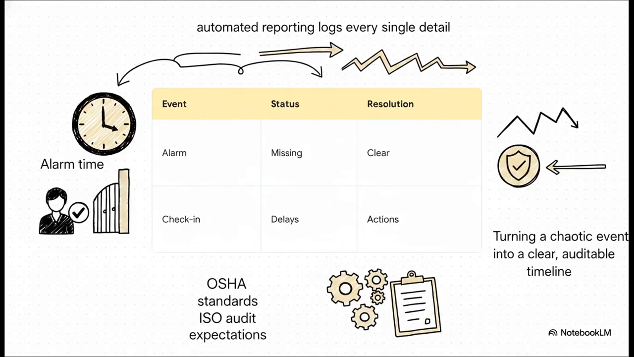And after a drill or a real incident, nobody, and I mean nobody, wants to reconstruct the timeline purely from memory. Automated reporting logs every single detail for you. It precisely tracks the exact alarm time, check-in times, missing persons, zone clearances, and any delays. This perfectly satisfies strict OSHA standards in the US, and it easily meets ISO audit expectations globally. You are basically turning a chaotic, stressful event into a clear, perfectly auditable timeline.